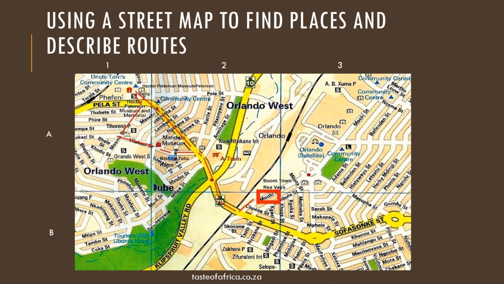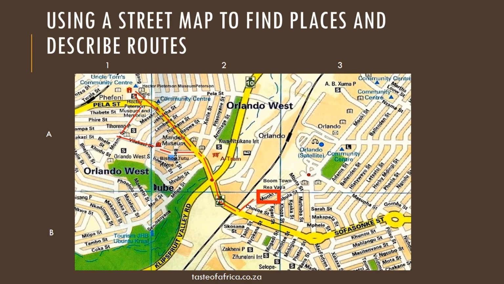And now we move on to using a street map to find places and to describe a route. Street maps help you to find places and to describe a route. Remember, a route is the way along roads and paths that is between two places. And so street maps help you to find places and to describe a route from one place to another.